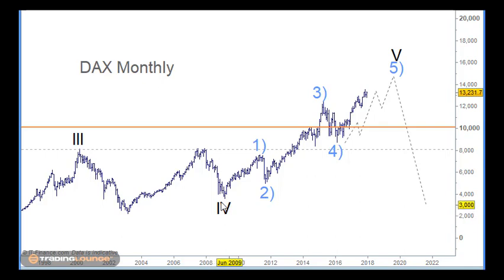Looking up from wave 4 for wave 5 of cycle degree, and 5 waves within that cycle degree of primary degree. This will also be another wave 5 on top here as well, so it's going to be quite a big top of a long drawn out bull market. So I think that's pretty wild.